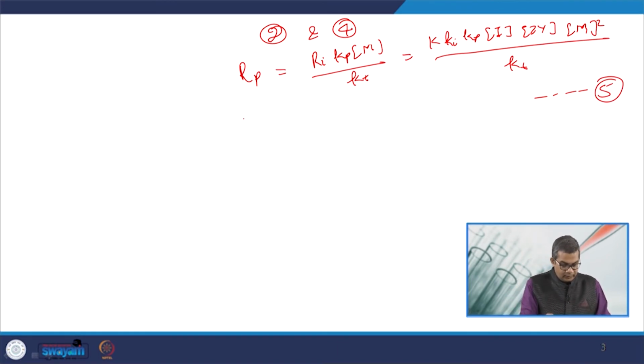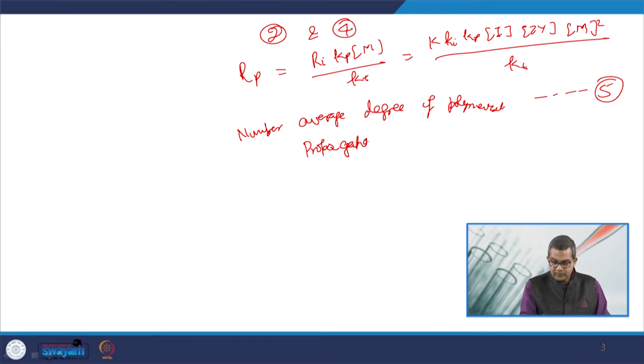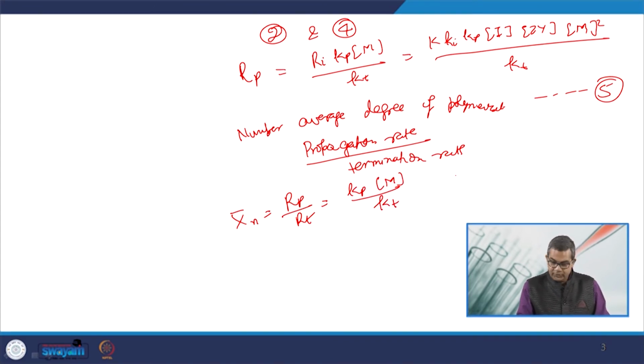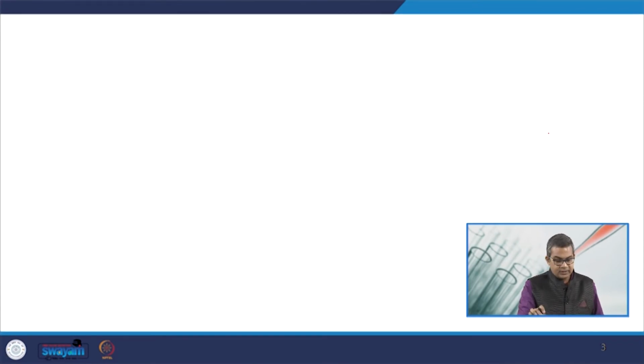Now, the number average degree of polymerization is obtained as the propagation rate divided by the termination rate. This may be mathematically represented as Rp upon Rt = Kp [M] upon Kt. You may refer to this as equation number 6.